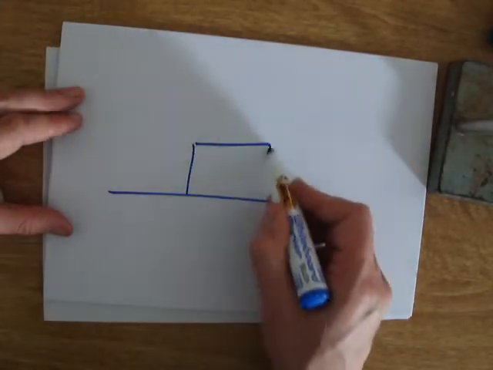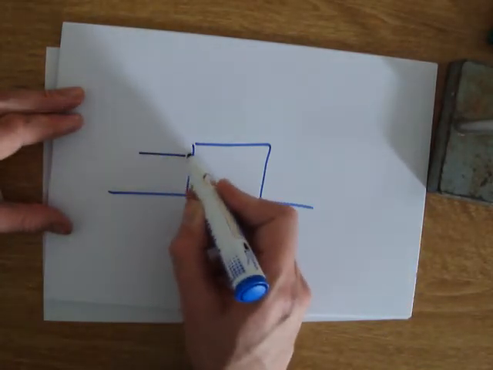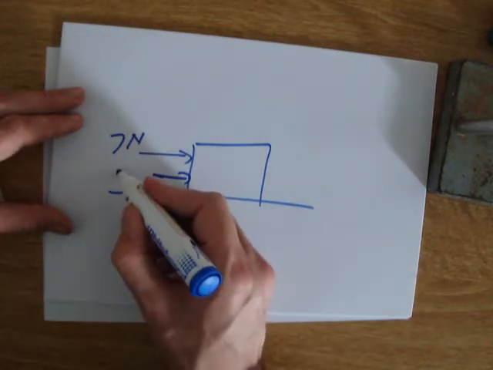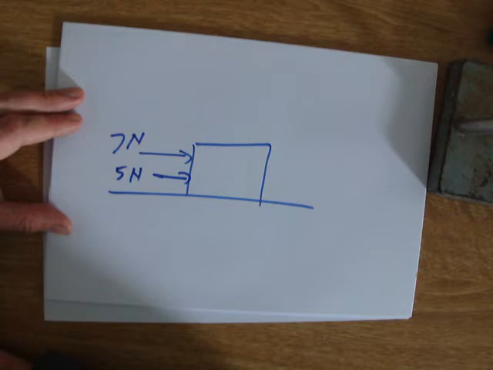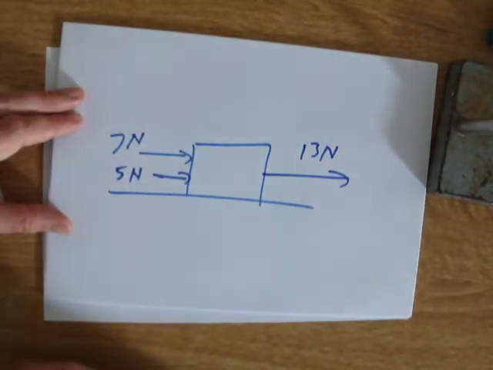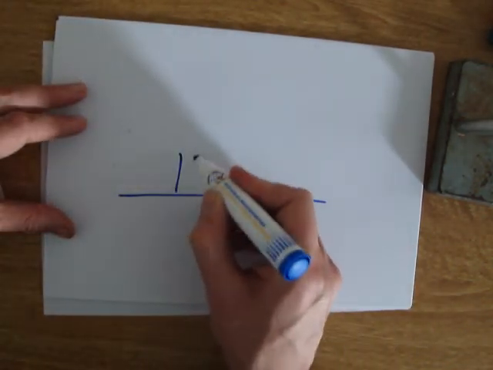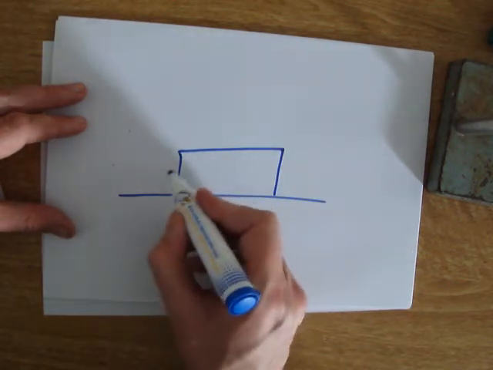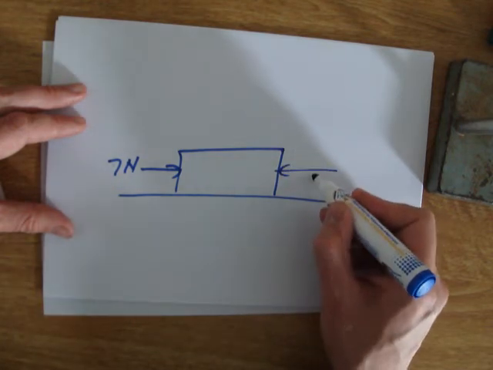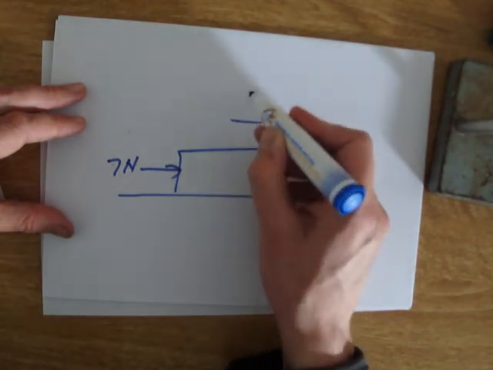If we imagine a block and we imagine applying a couple of forces to it, we might apply a force of 7 newtons in this direction, and we might use another method to apply 5 newtons to the block, and obviously that would result in a resultant force of 13 newtons in that direction. However, that's not the only way that vectors can work. Because it could be that we apply 7 newtons from one side and 5 newtons from the other side, and the resultant now is simply 2 newtons in that direction.